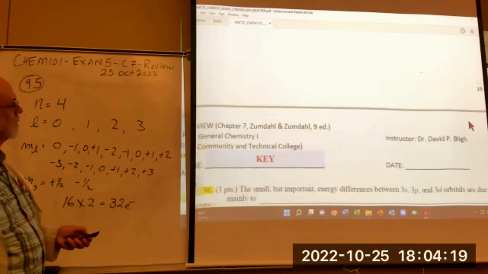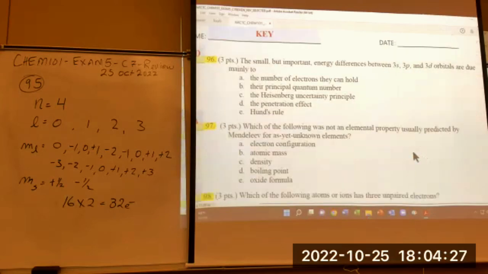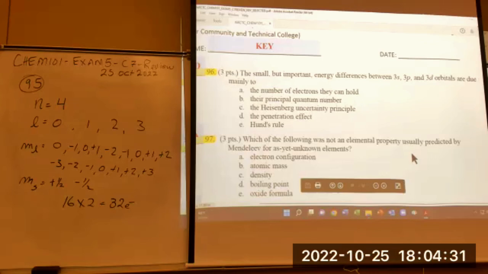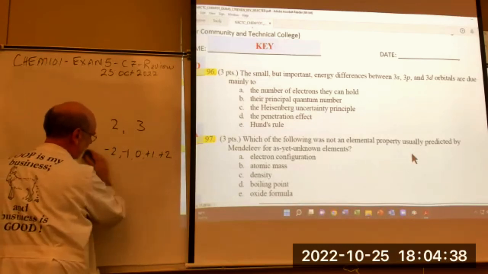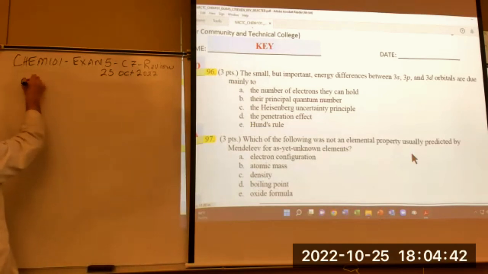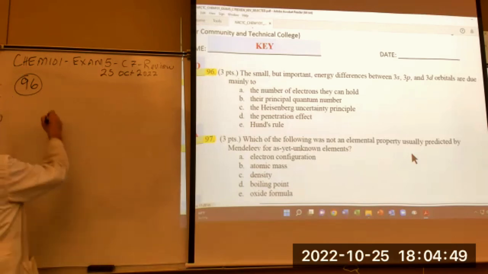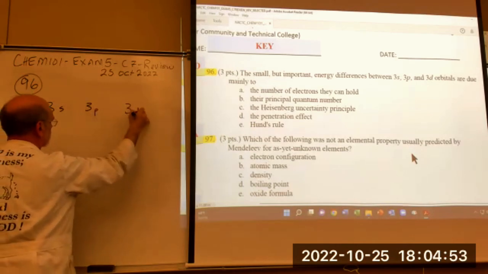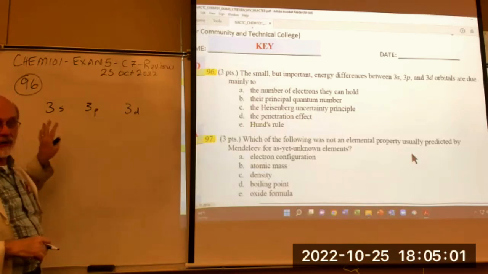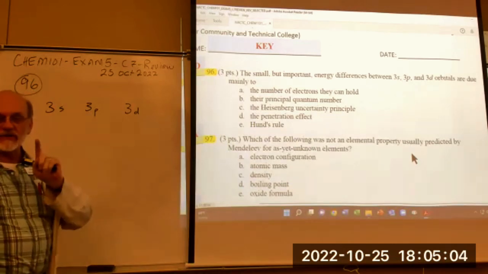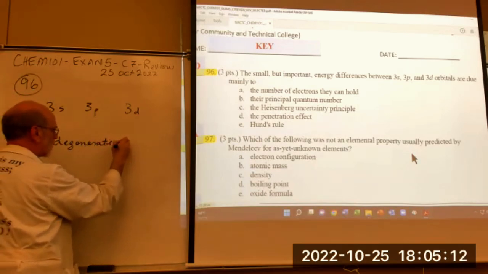Let's see, before I erase that, let's scroll, see what's coming up. The small but important energy differences between 3s, 3p, and 3d are due mainly to what? These are general energy equivalents. Oh, I forgot to mention earlier, we ran across this term, degenerate orbitals.